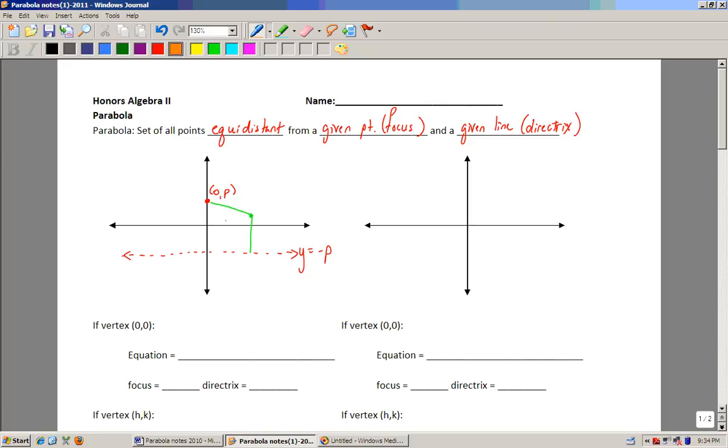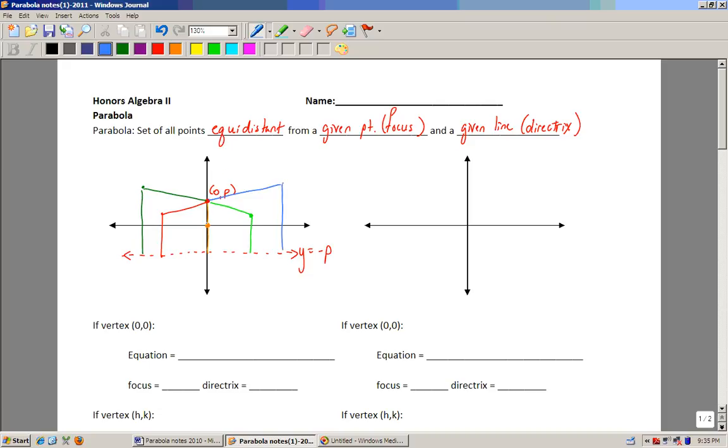And you can do that with lots of points, including this one right in the middle. It's the same distance to the point as it is to the line. On the left side, here's a point over here. It's the same distance to the line as it is to the point. Here's another one right about here, same distance to the line as it is to the point. You can do that many, many times over, measuring distances that are the same.